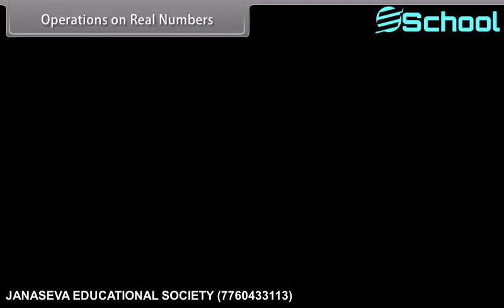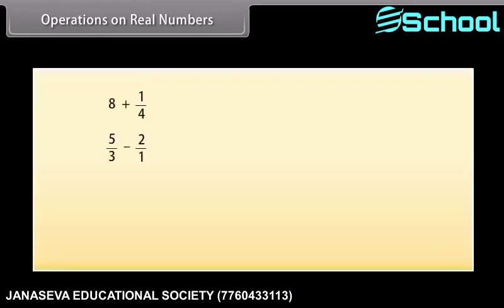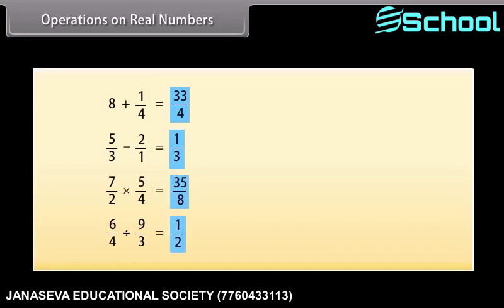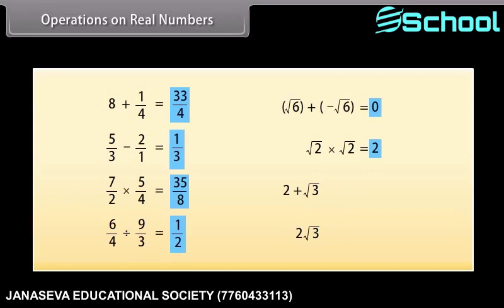Operations on real numbers. Can you tell what we get if we add, subtract, multiply, or divide two rational numbers? We will get a rational number. But if we add, subtract, multiply, or divide irrational numbers, the number we get is not always irrational. Now think, what do we get if we add or multiply a rational number with an irrational number? The answer we get is an irrational number. Let us go through some examples now.